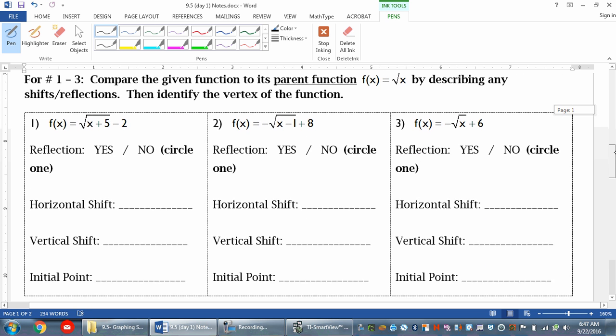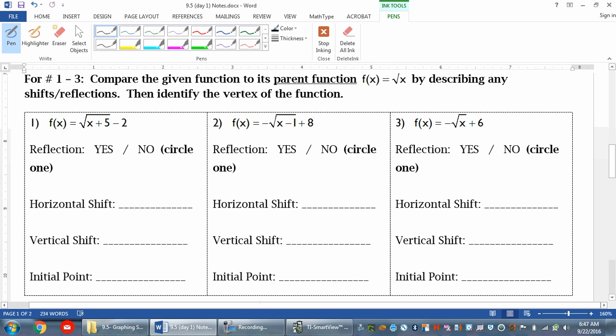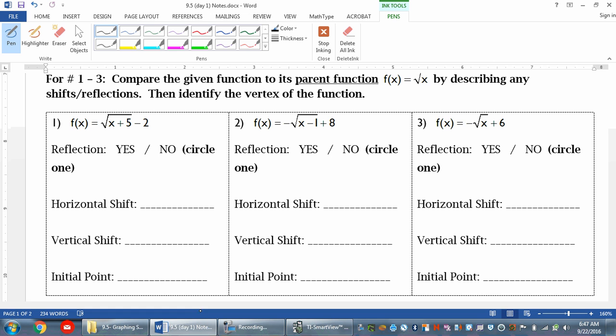All right, let's go ahead and describe any shifts and reflections. So, first, number 1, do you have a reflection? The answer is no. If you did, there'd be a negative sign in front. Okay, the horizontal, that's the plus 5. Remember, plus 5 means to the left 5.